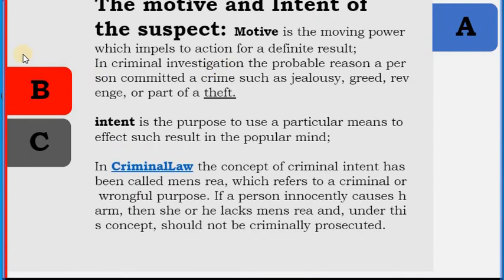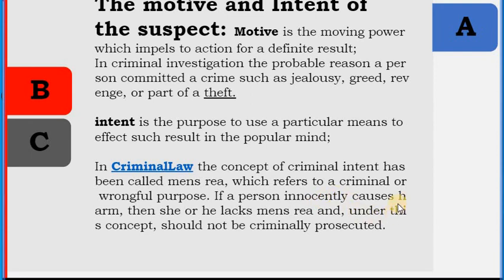So next. Sabi nga niya, motive is a moving power. So in criminal investigation, the probable reason a person committed a crime such as jealousy, greed, revenge, or part of a theft. Intent, sabi nga niya, the purpose of using a particular means in such effect to result in a popular mind. So, in criminal law, the concept of criminal intent has been called mens rea. What is mens rea? Which refers to a criminal or wrongful person.